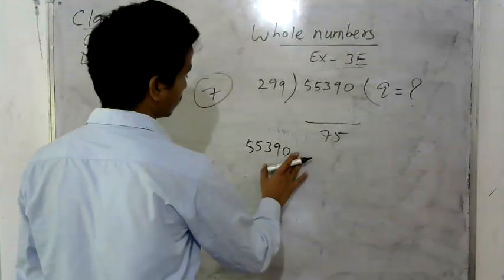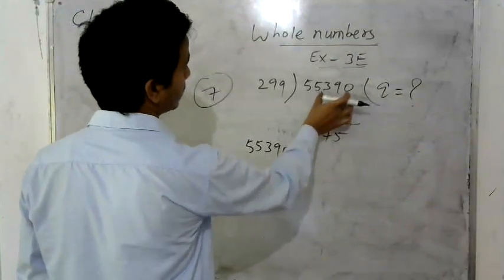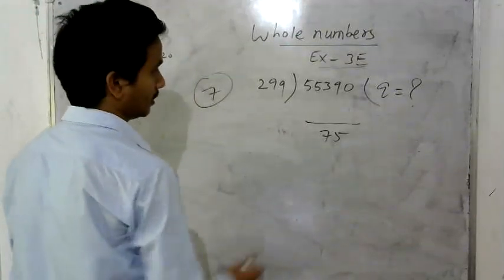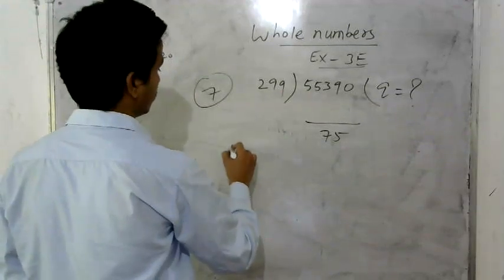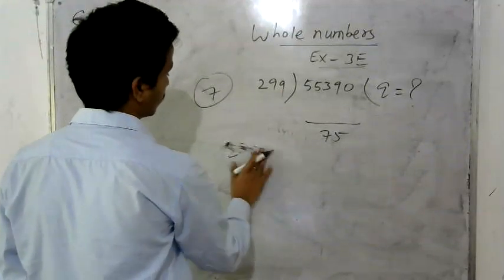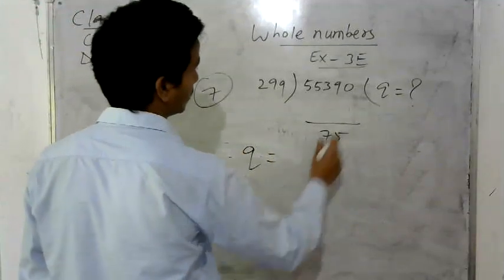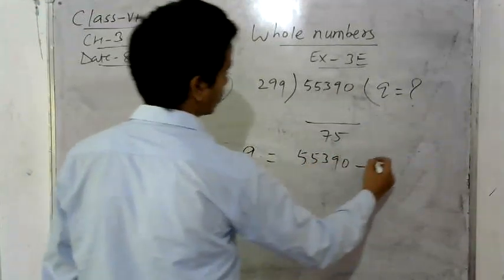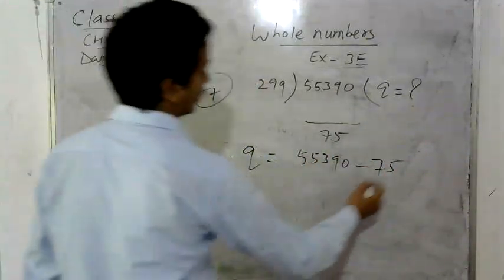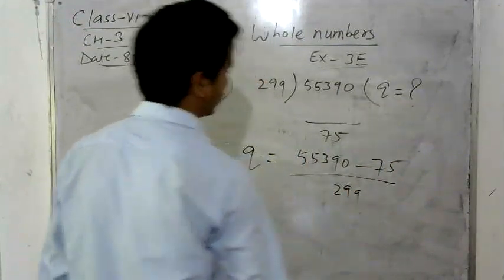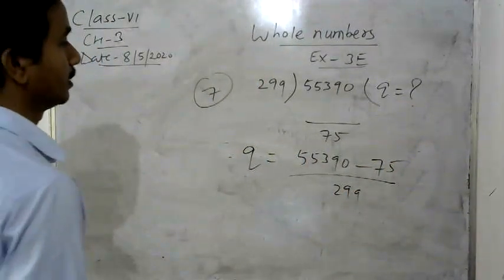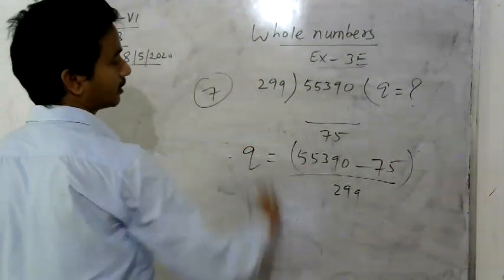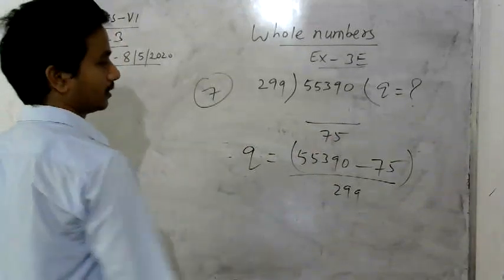First of all, subtract the remainder from this dividend, then that number will be divisible by 299. So the quotient Q will be equal to 55390 minus the remainder, divided by 299, and you will get the answer. You can solve it that way, or you can solve it by the previous method also.